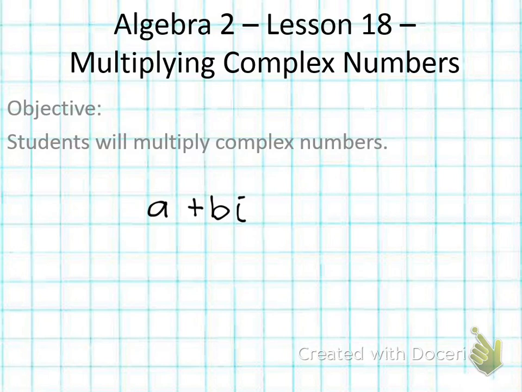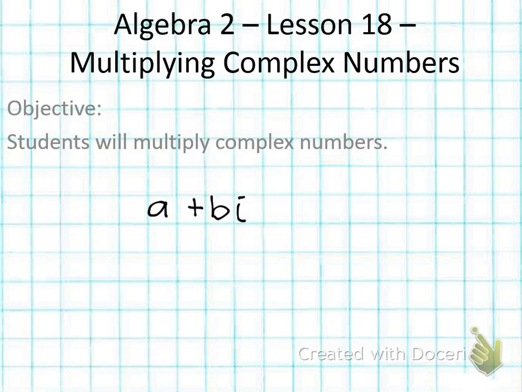And so we only talked about real numbers all our life. Now we have these sets of numbers called imaginary numbers, and when we put them together, they're called complex numbers. So today we're going to learn how to multiply them. We know how to add and subtract them from yesterday's lesson. Now we know how to multiply them.